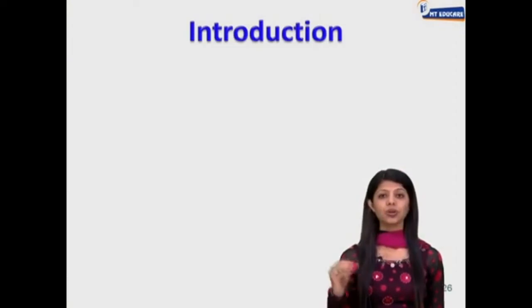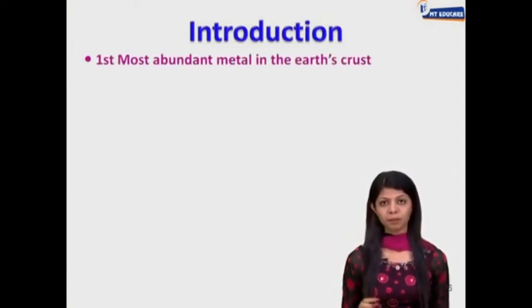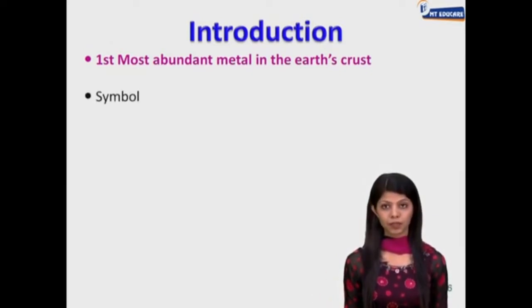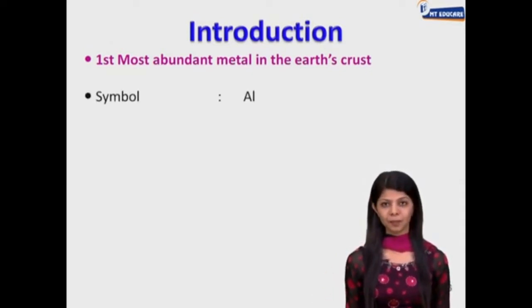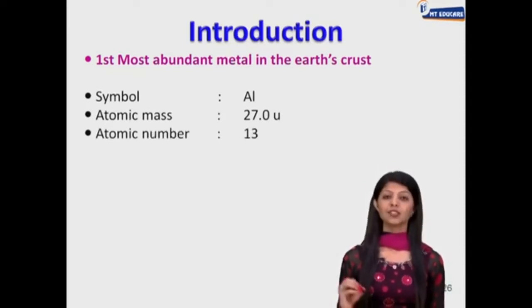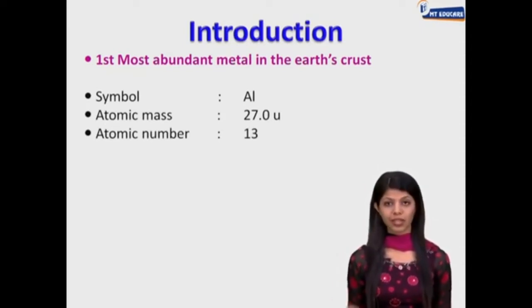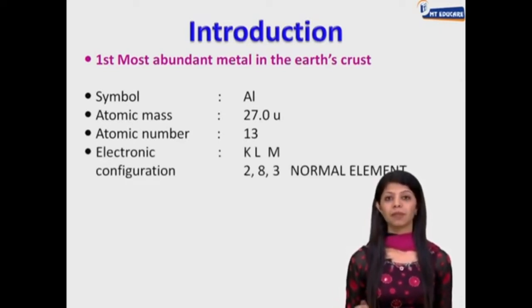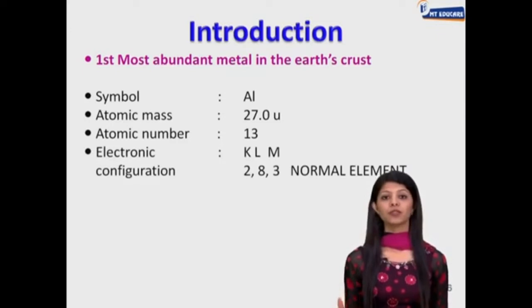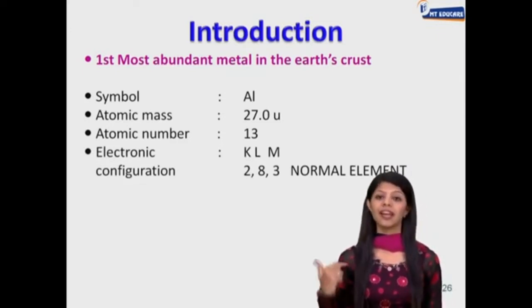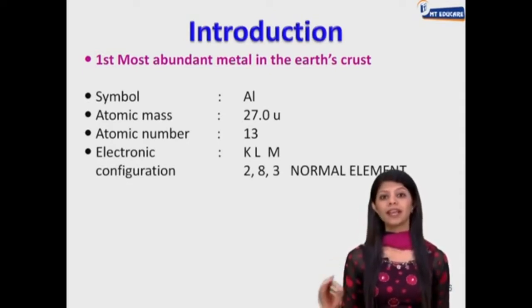Now, let's do a quick introduction about aluminium. It's the first most abundant metal in the Earth's crust. Its symbol is Al. It has atomic mass 27 Dalton, atomic number 13, electronic configuration 2,8,3. That means 2 electrons in the K shell, 8 in the L shell, 3 in the M shell. It's a normal element.